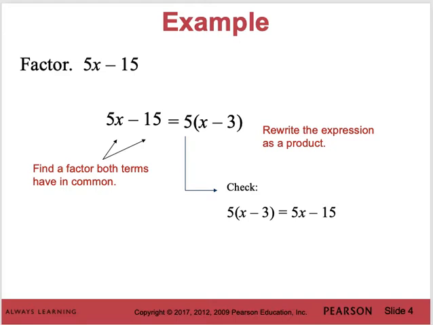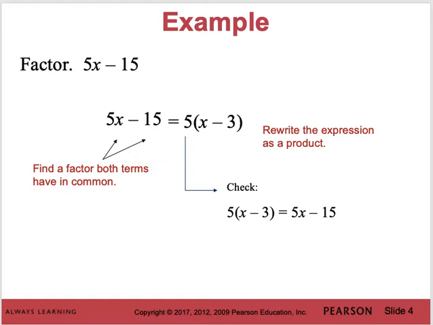If we were asked to factor 5x minus 15, we want to look at each term individually. 5x, compare that to 15. Ask yourself, what factor do they have in common? What is the greatest common factor? Both of these numbers are divisible by 5. 5 divided by 5 equals 1. 15 divided by 5 equals 3.